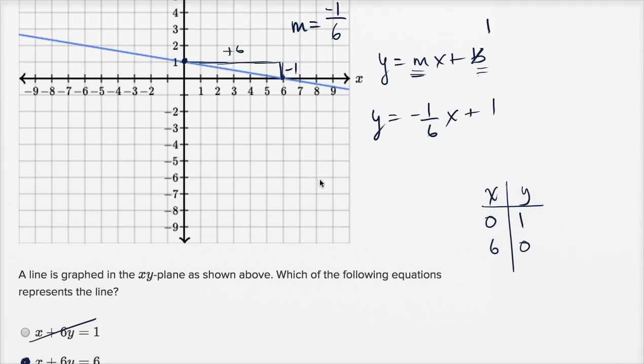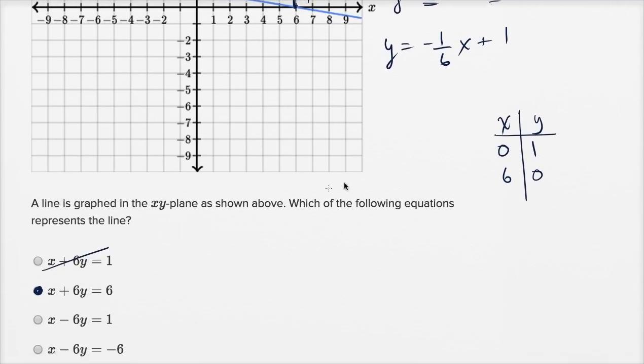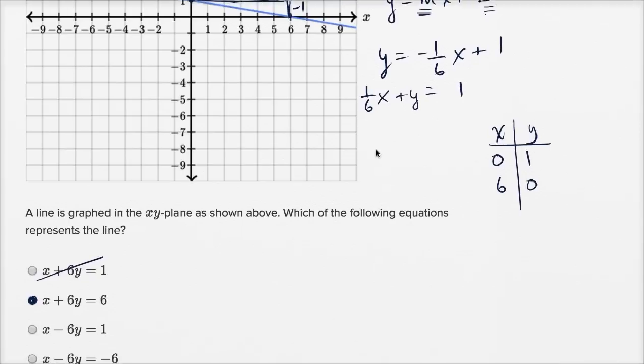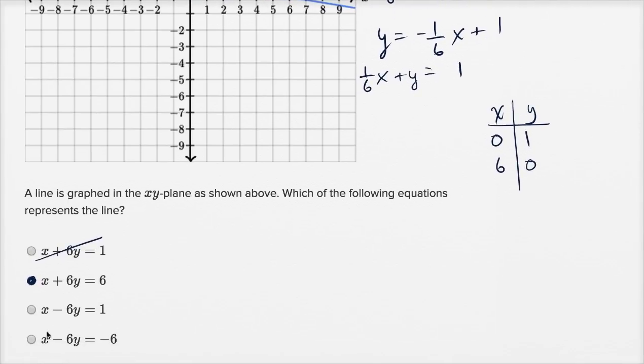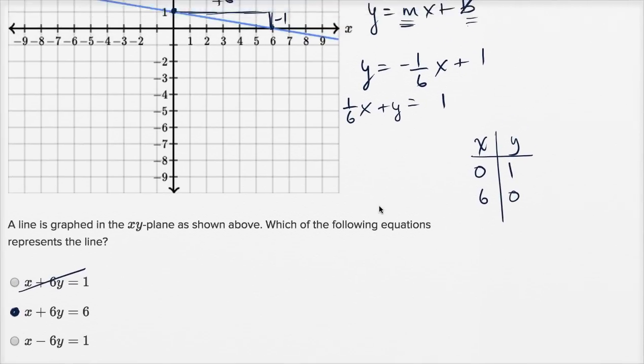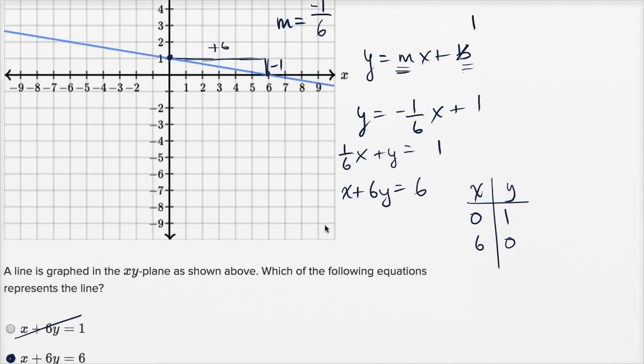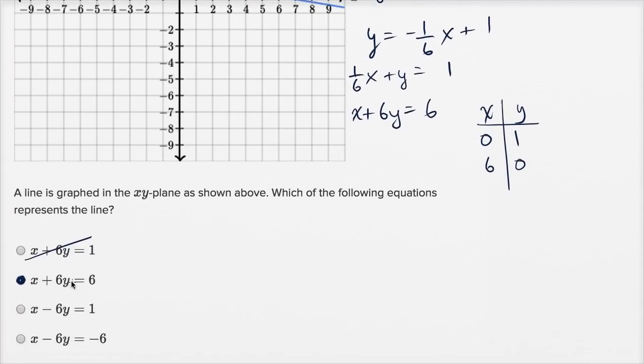And then we could convert to the forms that we have here. So let's see, we could add 1/6 x to both sides, and you're going to get 1/6 x plus y is equal to 1. And that's not quite what we have here. All the coefficients on x are just 1. So we could multiply both sides of this times 6, and we would get x plus 6y is equal to 6, which is exactly the choice that we picked.